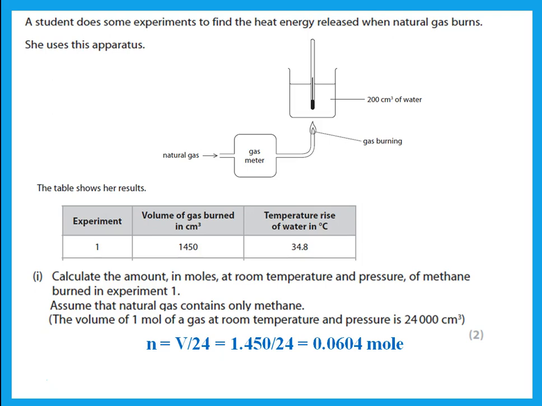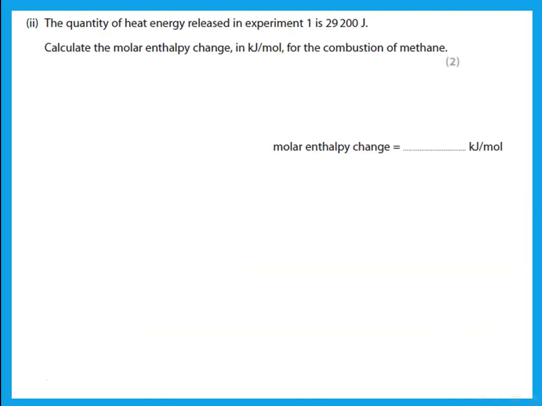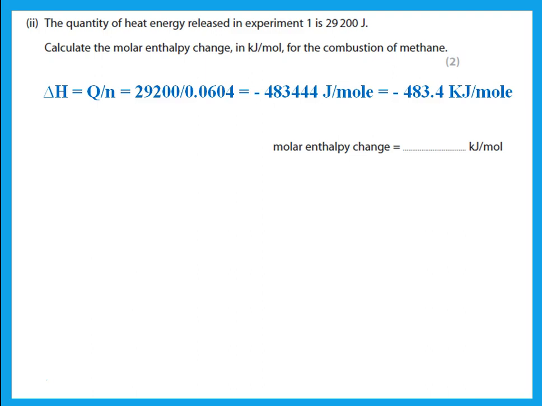So it's 1.45 divided by 24, and this gives me a certain number of moles for methane. Then he says the quantity of heat energy released is this. So he's already given me Q, and I already calculated number of moles, and he's saying calculate the molar enthalpy change. So he wants you to calculate the delta H. Again, the delta H is Q over n. He's giving me the Q, and I calculated the number of moles, so this comes out, and this is in joules. Why did I put a negative sign? Again, combustion of anything, burning of anything is an exothermic reaction, so that means that my delta H must be a negative number.